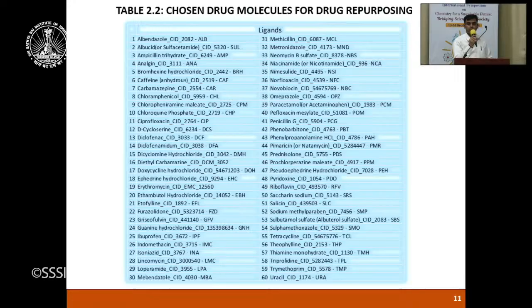These drugs consist of different classes of drugs such as antibiotics, for example, penicillin G, antiparasitics, for example, albendazole, mebendazole, anti-inflammatories like ibuprofen, norfloxacin, anti-malarials like chloroquine phosphate, etc.